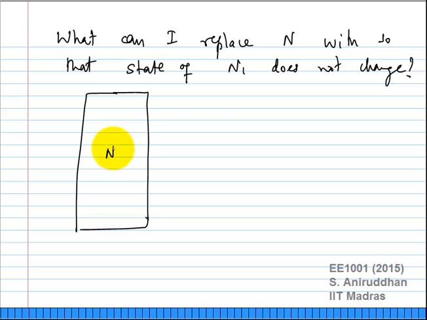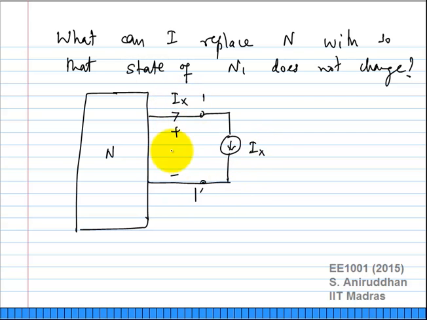I'm going to take N. So this is 1 and 1 prime. This is Ix. This is what I'm going to do first. Now, of course, N, as we know, includes resistors. Right now, let's consider the simplest case: resistors, voltage sources, and current sources.